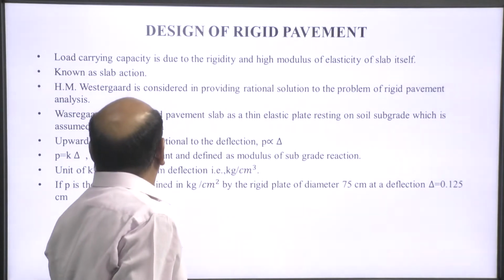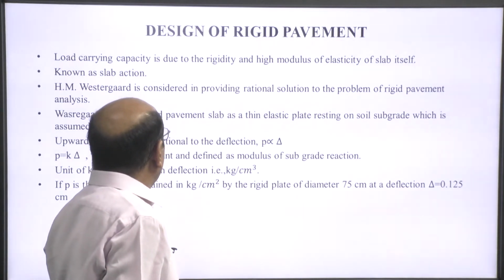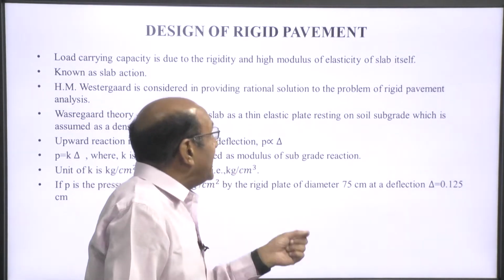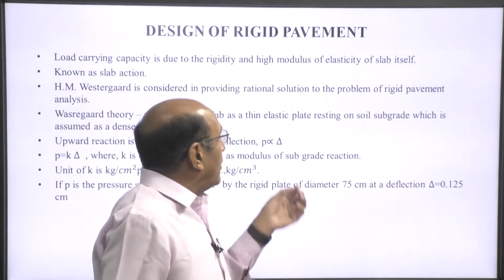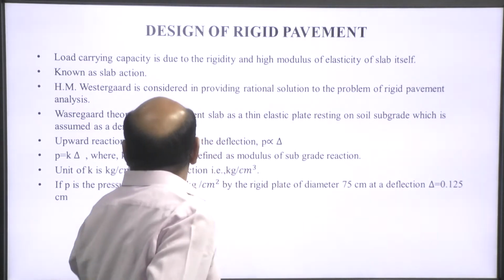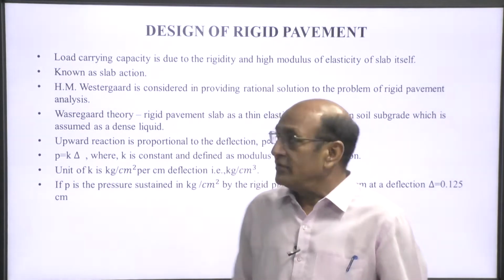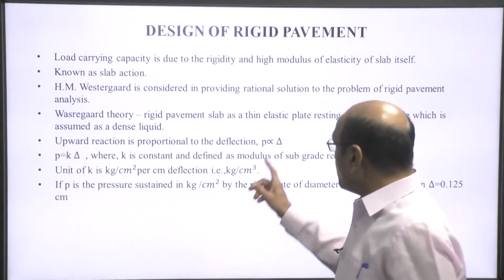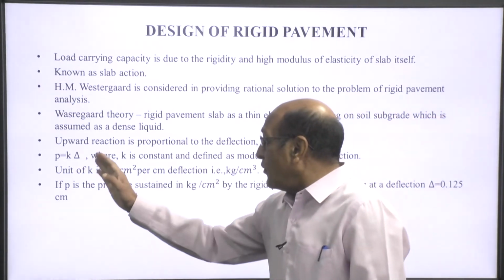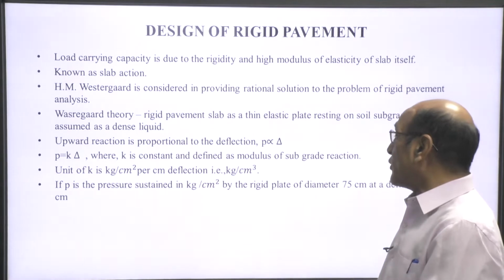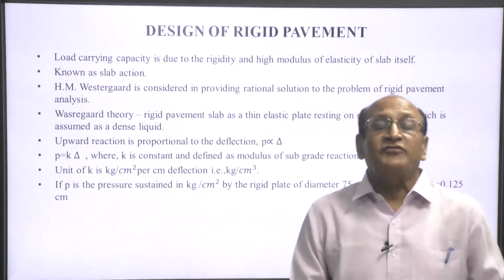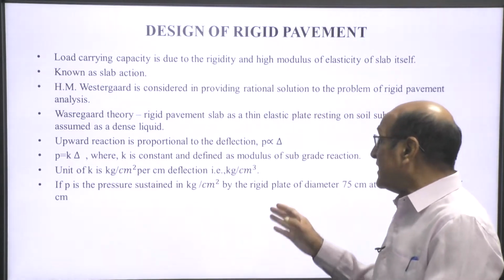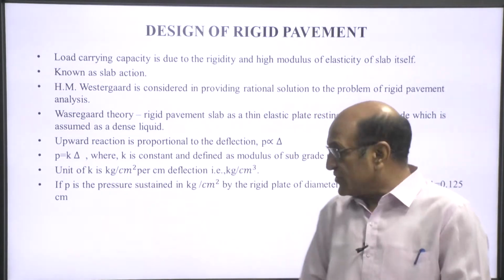In Westergaard's theory, he considered the rigid pavement slab as a thin elastic plate resting on a soil subgrade, which is assumed as a dense liquid. So, the upward reaction is proportional to the deflection, P is proportional to delta. So, P will be equal to K into delta, where K is the constant and is defined as the modulus of subgrade reaction. The unit of K is kg per centimeter square per centimeter deflection, that is, kg per centimeter cube.